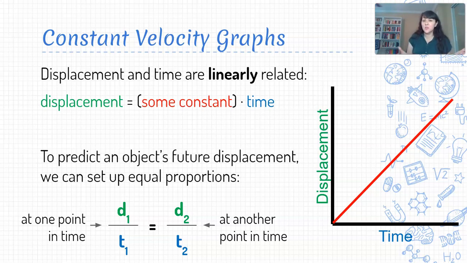Since this is a linear relationship, if we want to take one data point, the position of an object at one point in time, and predict its future displacement, we can set up equal proportions. So the displacement at one time divided by the time at that point in time is equal to the displacement at our new time divided by that new time.